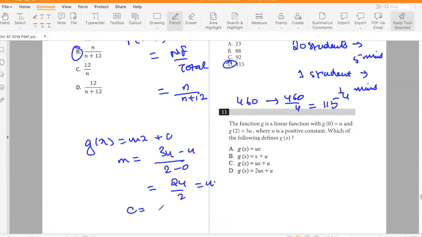And the y-intercept is also u because the value of the function at x equal to 0 is u. So g of x would be ux plus u. Option C.